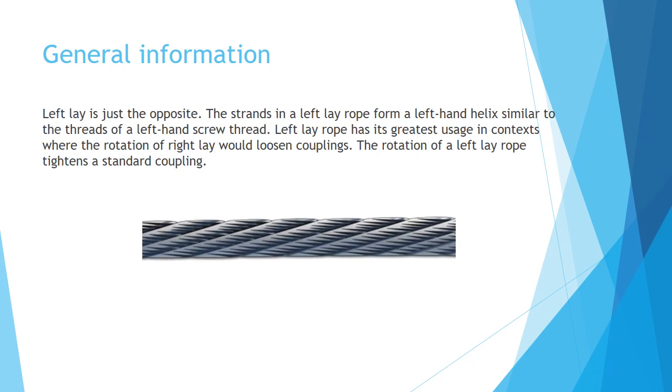Left lay is just the opposite. The strands in a left lay rope form a left-handed helix similar to the threads of a left-handed screw thread. Left lay rope has its greatest usage in contexts where the rotation of right lay would loosen couplings. The rotation of a left lay rope tightens a standard coupling.